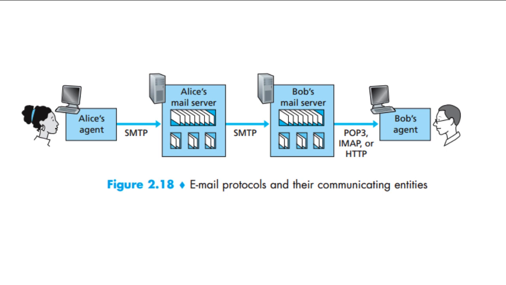This diagram shows a summary of the protocols that are used for internet mail. SMTP is used to transfer the mail from the sender's mail server to the recipient's mail server. A mail access protocol such as POP3 is used to transfer mail from the recipient's mail server to the recipient's user agent.